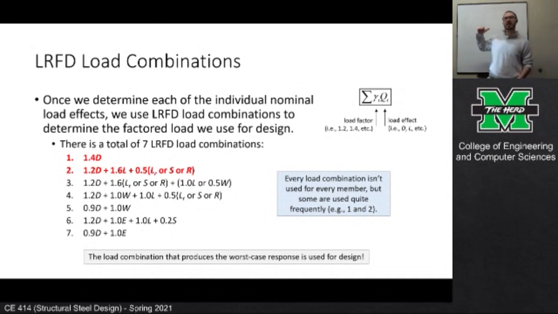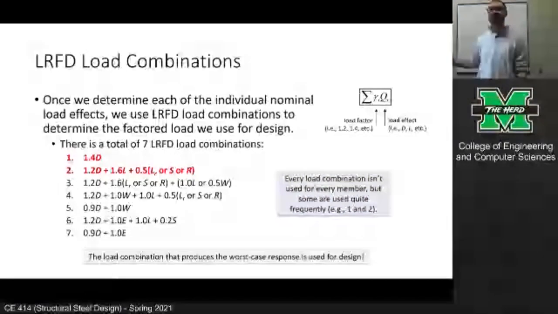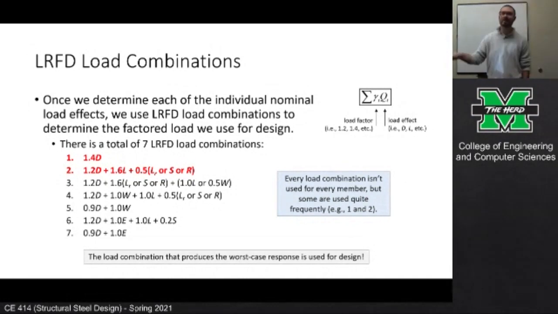What we would do is cycle through these 7 load combinations. Load combination number 1, what's the answer? Load combination number 2, what's the answer? Load combination number 3, what's the answer? And so on and so forth. Cycle through each one, and whichever one yields the worst case response, that's the one that we're going to use.